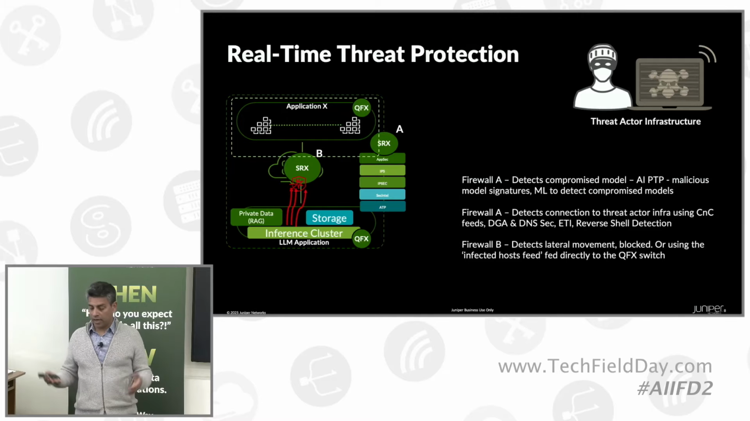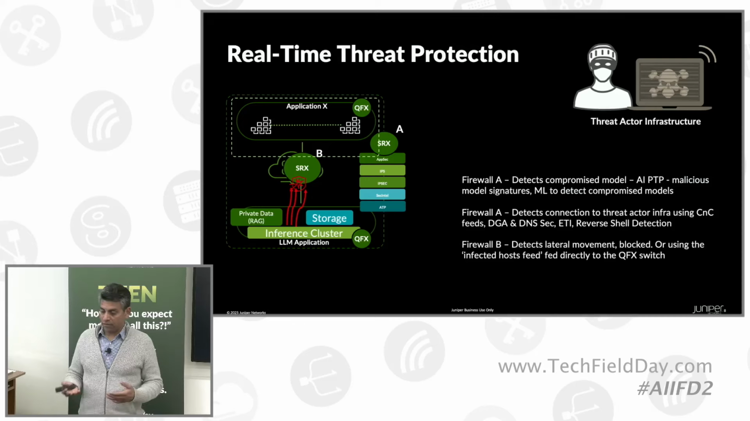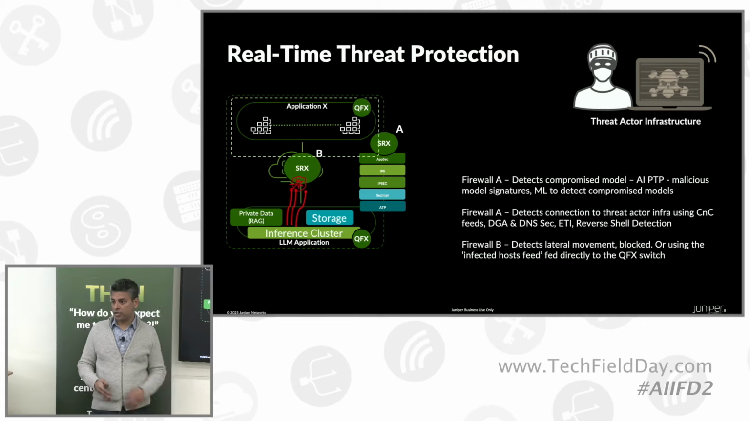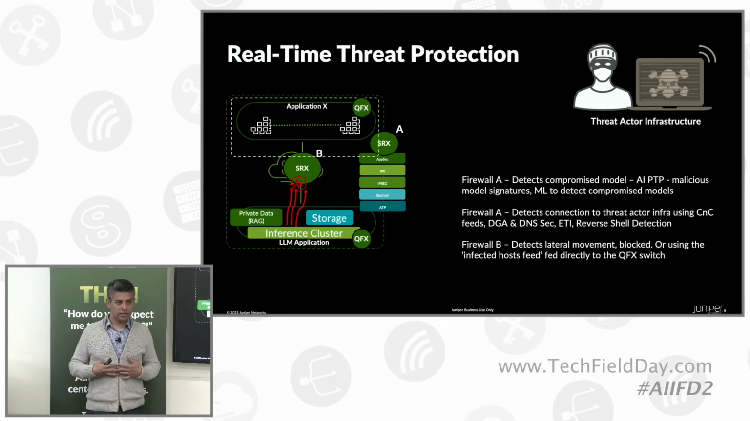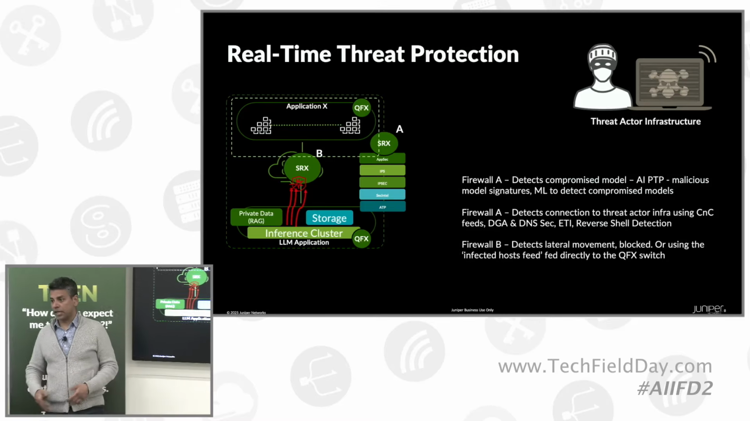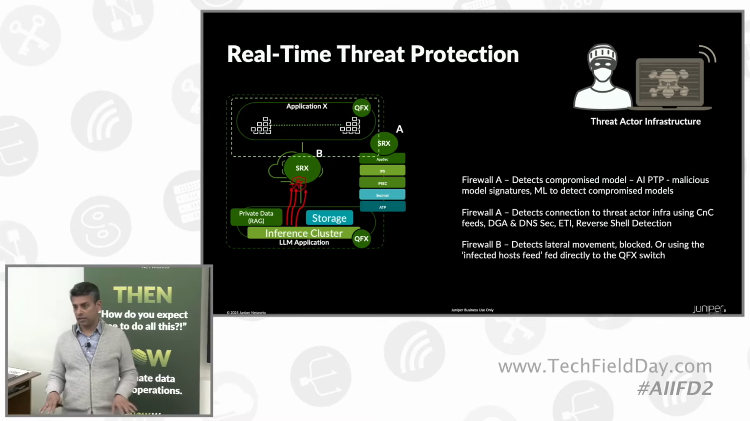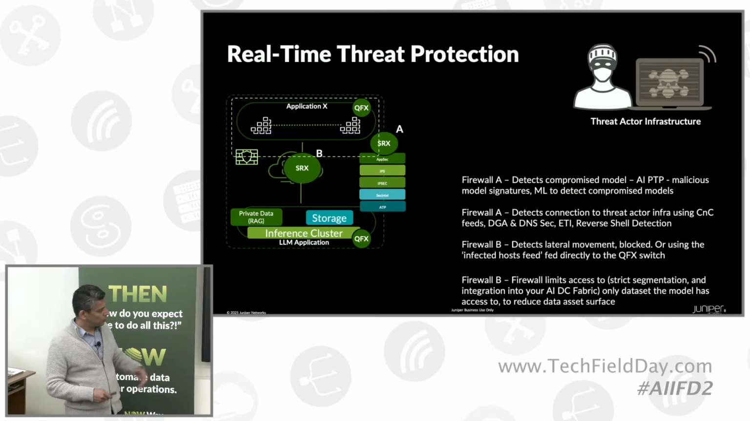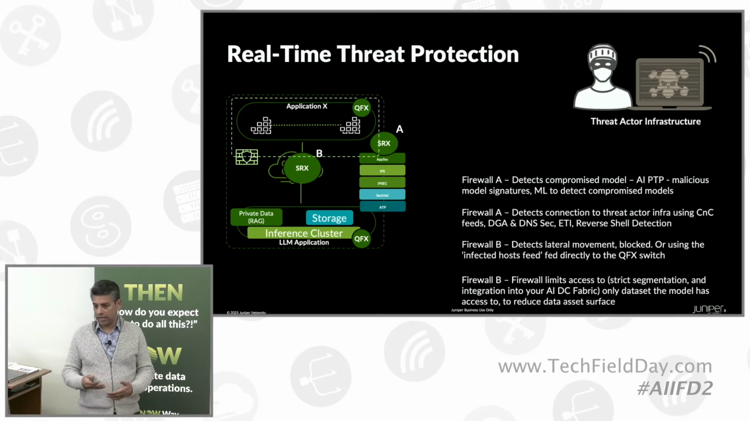If we have detected that my model is compromised, we have a feed that we can share directly with the QFX switches in the data center called the infected host feed. So if my firewall here has detected my IP address to be malicious, I can share that with the QFX itself, and you can help contain and block the compromised IPs or servers within that environment. So that's more about reducing the spread there.